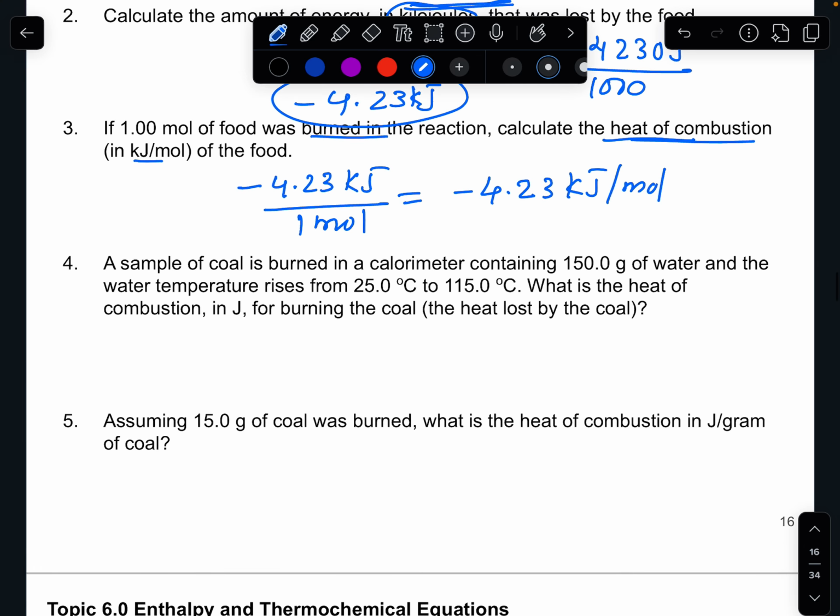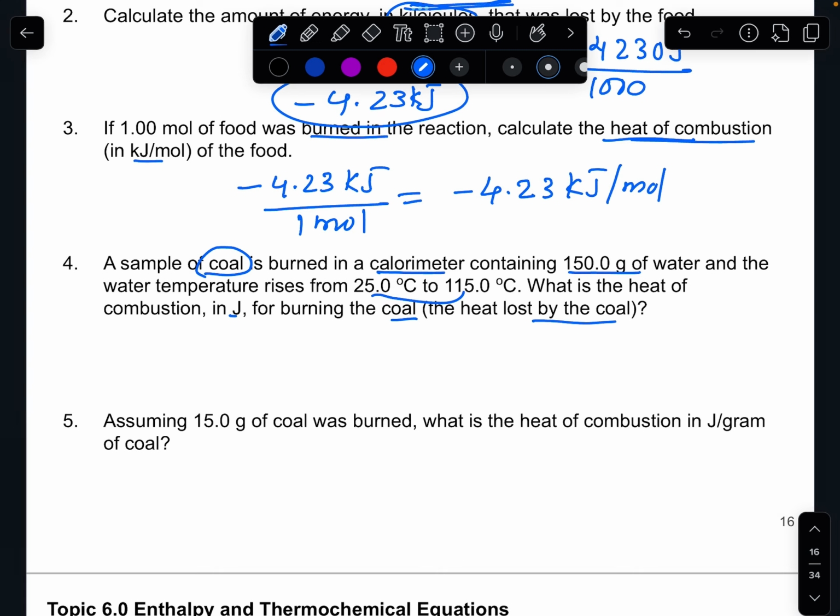Okay, so next question, it says a sample of coal. You know what coal is, okay? Burned in a calorimeter with 150 gram of water. Temperature goes up. What is the heat of combustion in joules for burning coal? Heat lost by the coal, okay?